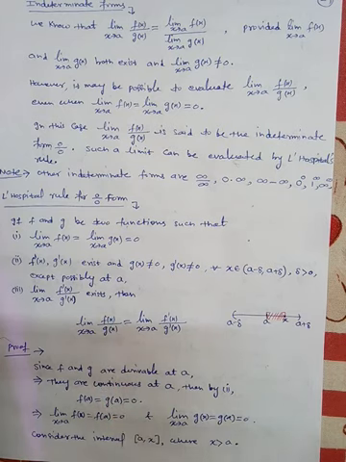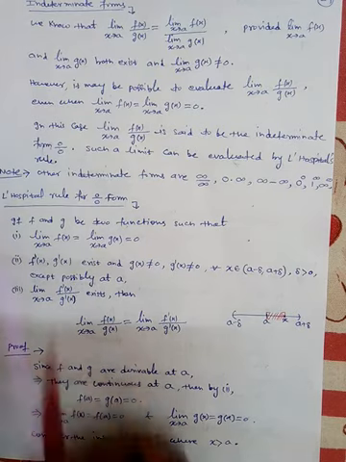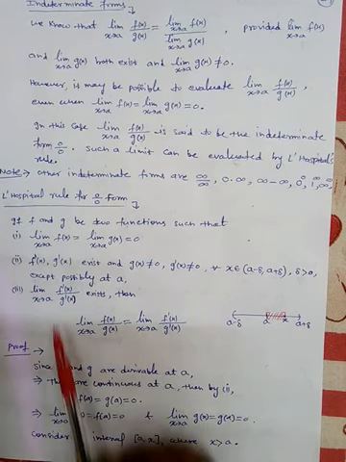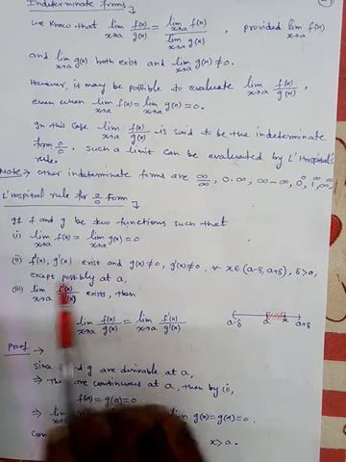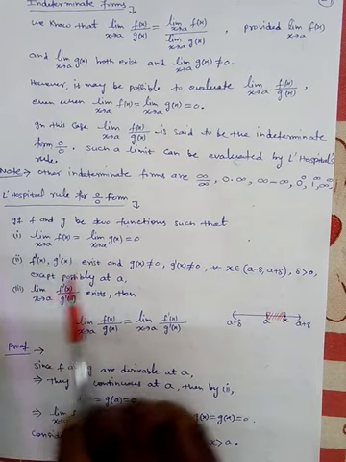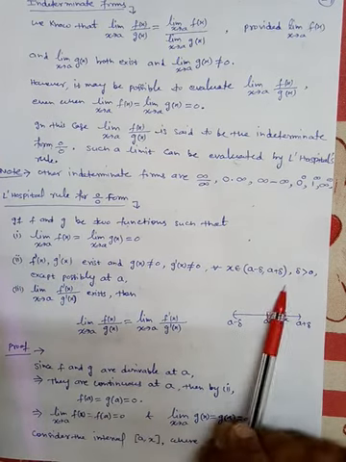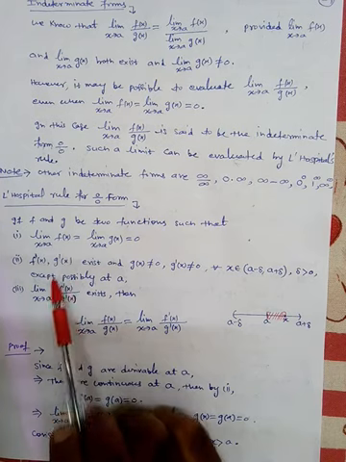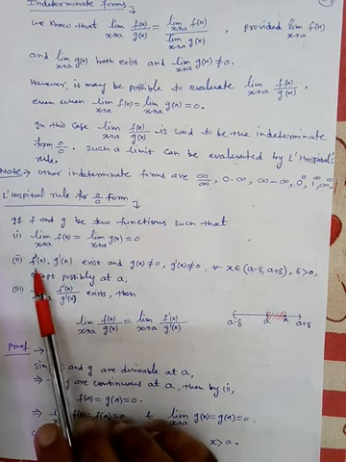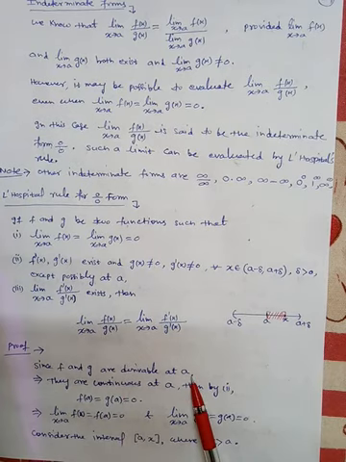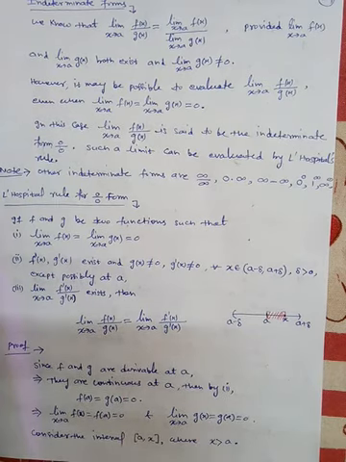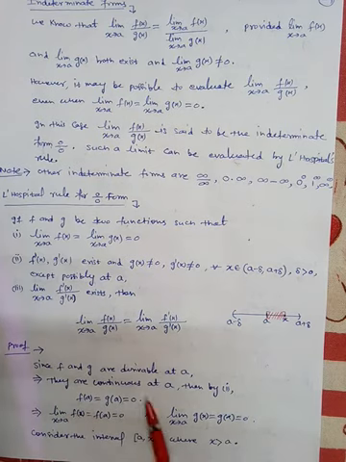So to prove this, we have to utilize the second condition. The second condition says that f dash and g dash both exist. Both functions are derivable in this interval. So obviously when they are derivable, they are continuous also, because continuity is the necessary condition for the derivative to exist. So since f and g are derivable at point a, because they exist, then they are continuous at point a.